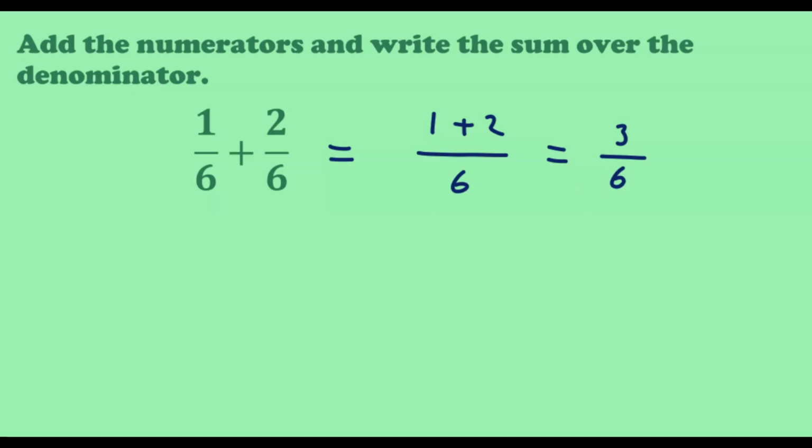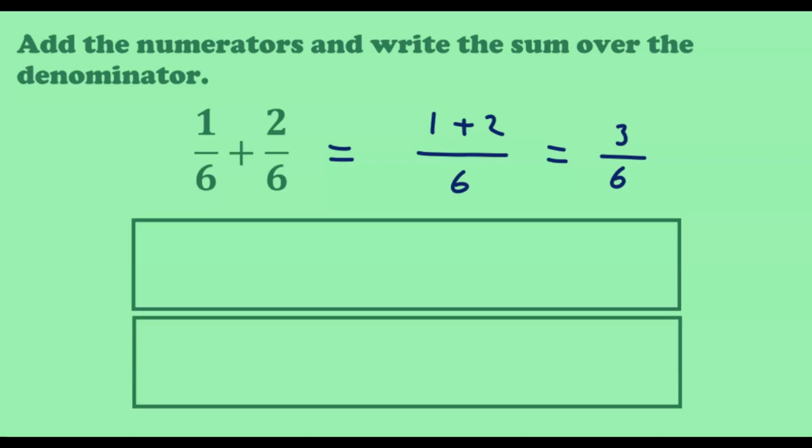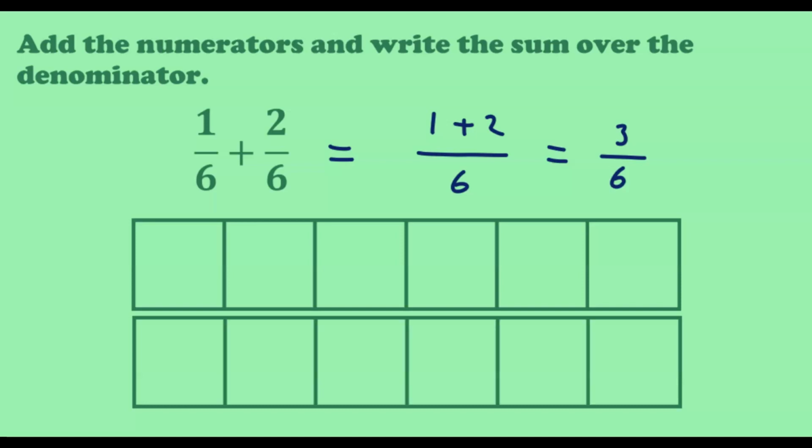Now let us use models to understand why this process works. So first of all, we are going to model the fraction 1 over 6. To do that, let us draw a rectangle. And we also want to model the fraction 2 over 6. So for that, we will draw another rectangle. And since the denominator of 1 over 6 is 6, we will divide the first rectangle into 6 equal parts. And since the denominator of 2 over 6 is 6, we will divide the second rectangle into 6 equal parts as well.